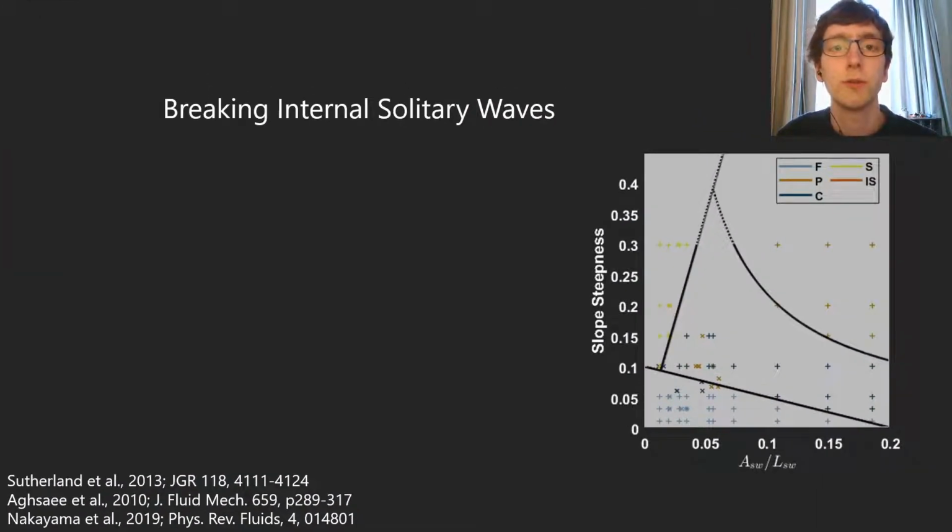Shoaling internal oscillatory waves have been studied fairly well in the past, particularly by the three studies indicated here, which have together produced a classification system consisting of 4 different types of shoaling behaviour. First of these is fission, and there's also surging, collapsing and plunging, and these have been delineated based on this figure here, where we have plotted wave steepness against slope.